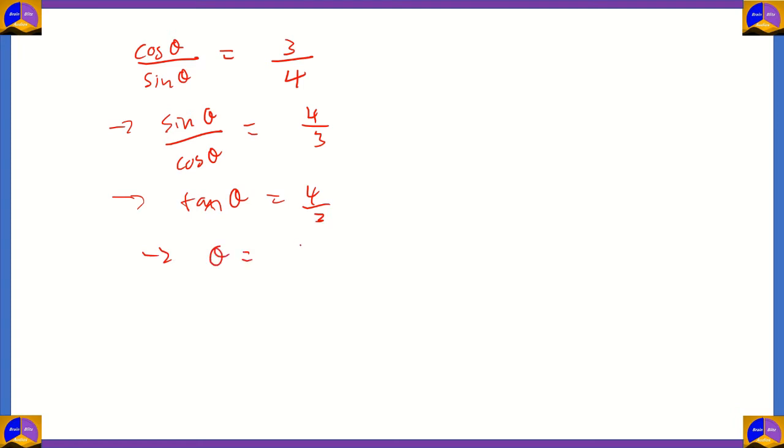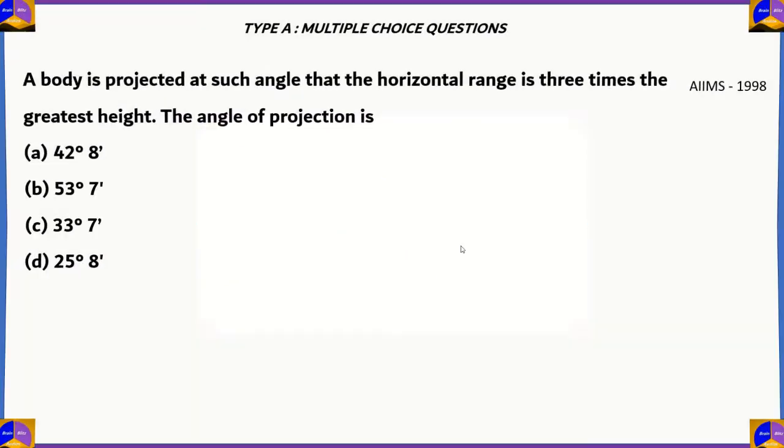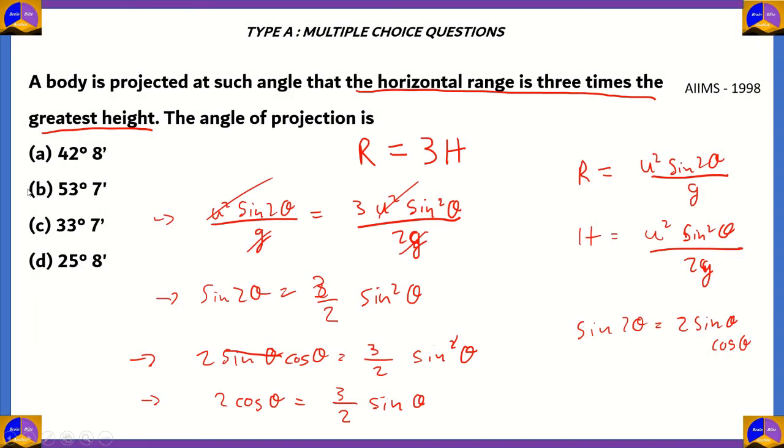Theta is equal to tan inverse of 4 by 3, and that is approximately equal to 53 degrees. The option that is closest to 53 degrees is option B, 53 degrees, 7 minutes. The right answer is option B. So we used the formula and then we simplified it in order to get the angle theta.